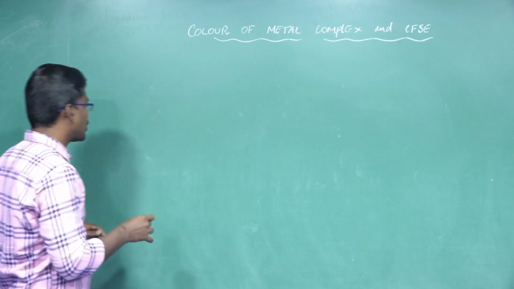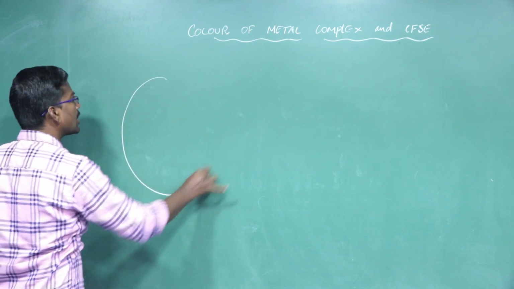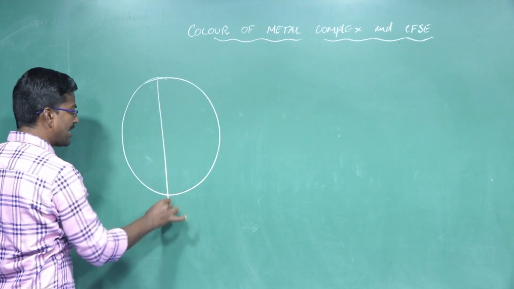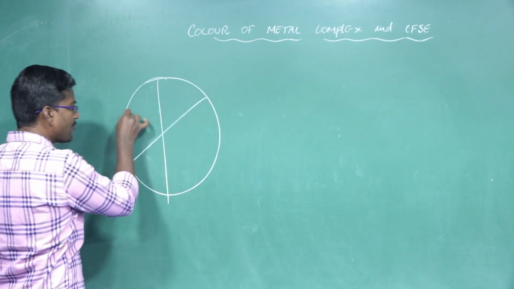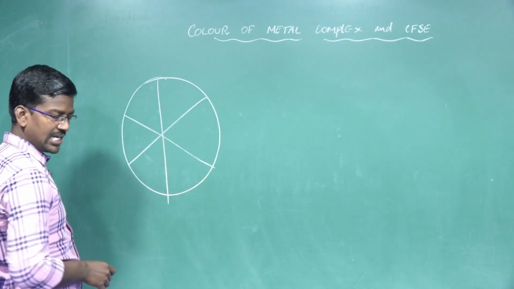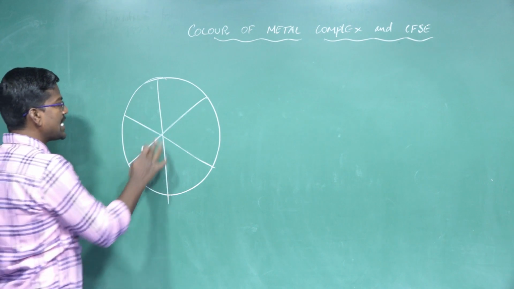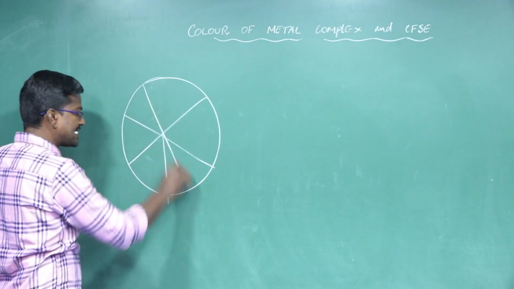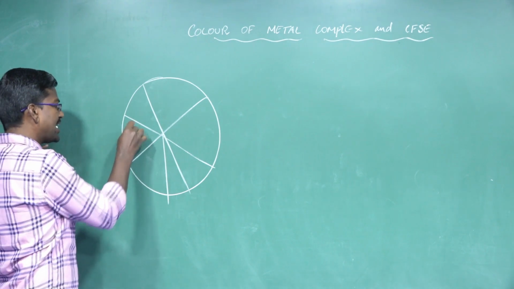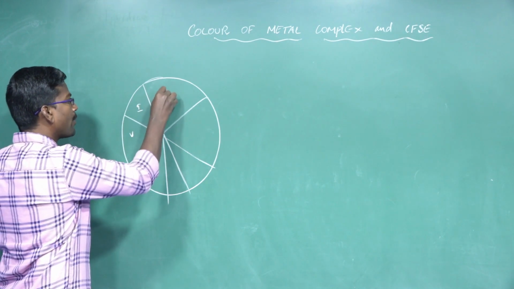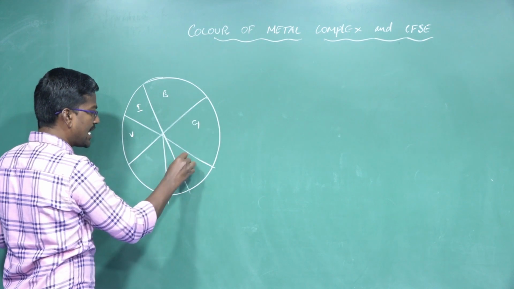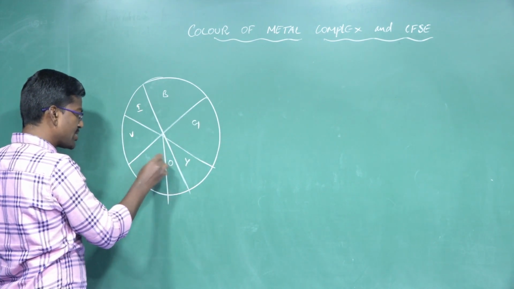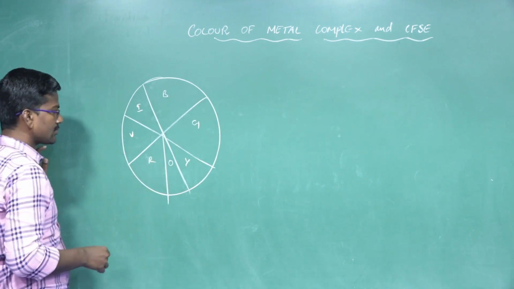Now we are going to discuss the color wheel. The color wheel consists of the visible region. In the visible region, how many colors are there in total? Seven colors: violet, indigo, blue, green, yellow, orange, and red.